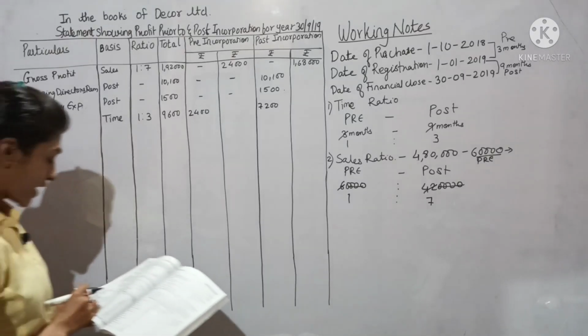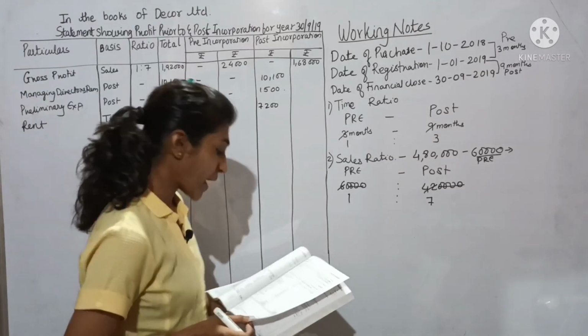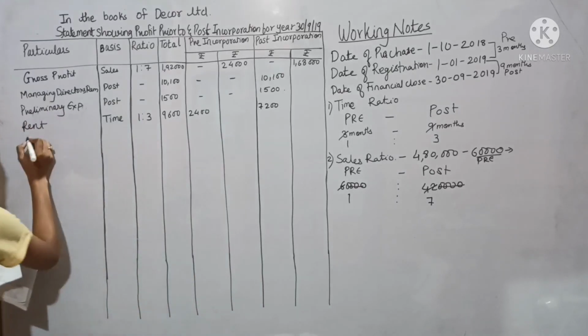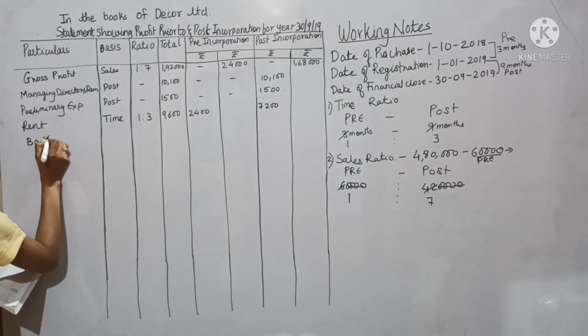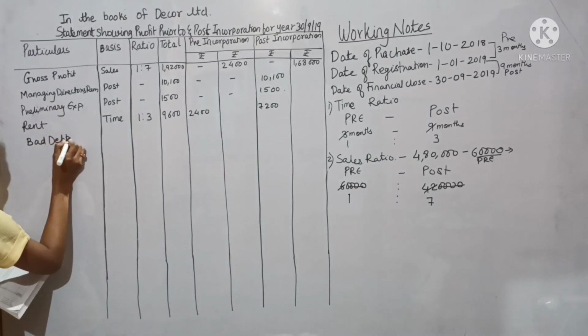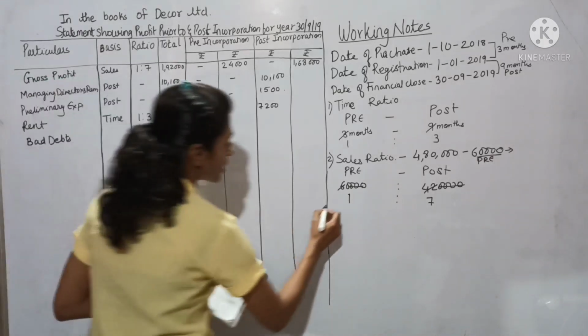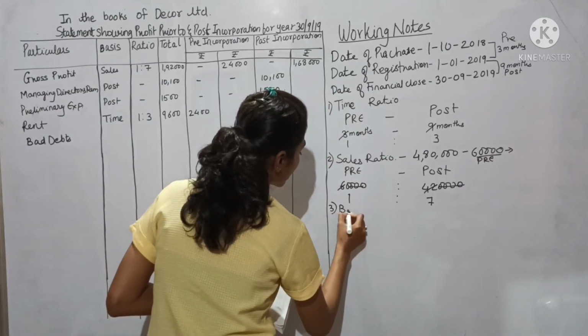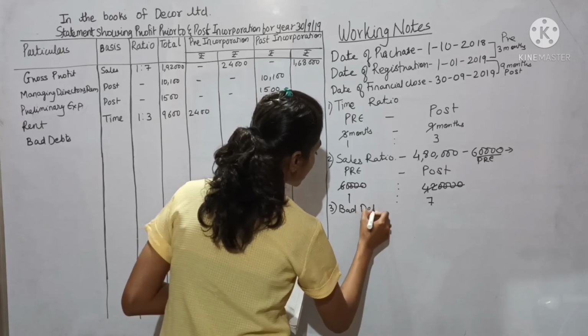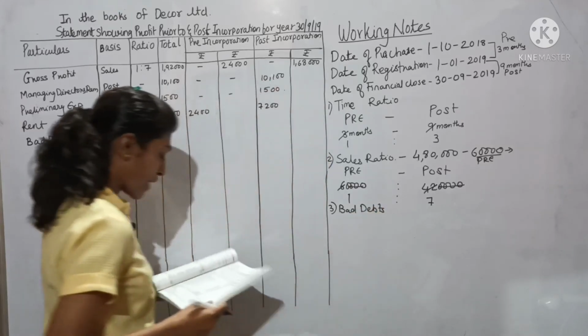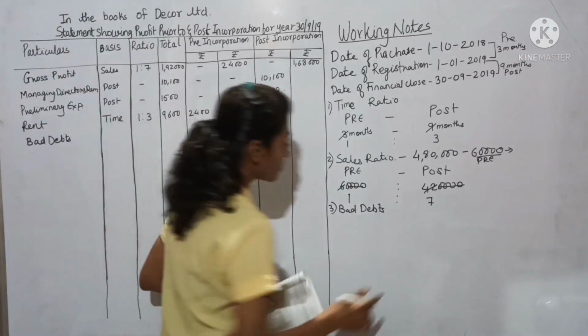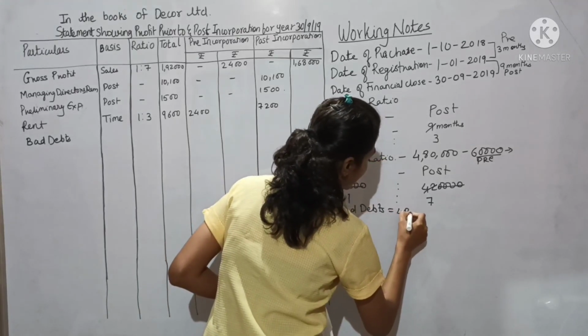Okay. Now the next entry is bad debts. Now bad debts, there is an adjustment. Bad debts, what is the adjustment? Total bad debts are 4,000.